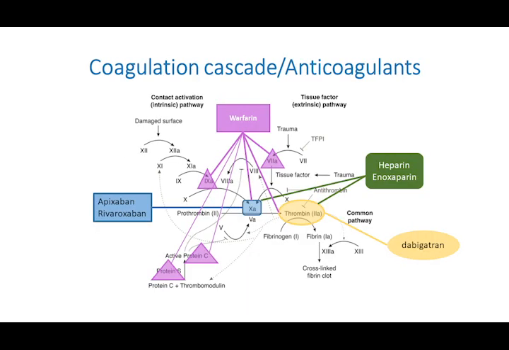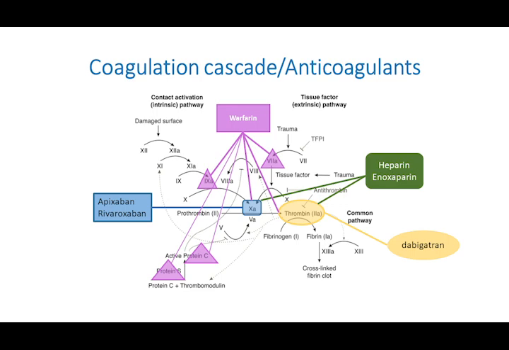So here is our coagulation cascade again, but this time I added all the anticoagulants into this cascade, just to show the different coagulation factors that they inhibit. You'll probably hear factor 10A being mentioned a lot, and it's because it's one of the vital coagulation factors that get inhibited by apixaban, by rivaroxaban, and even heparin and enoxaparin also work on factor 10A. So it is the blue box in the middle of our slide.